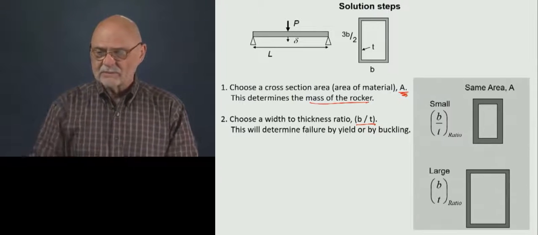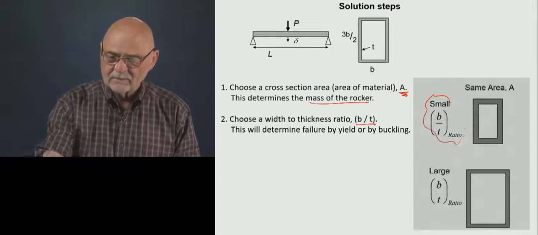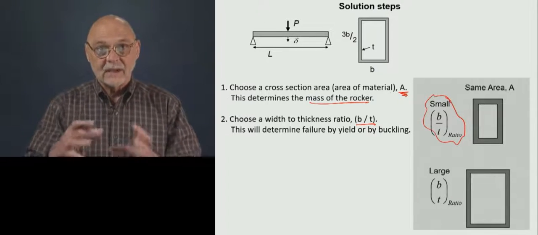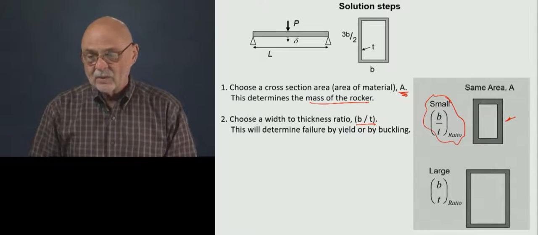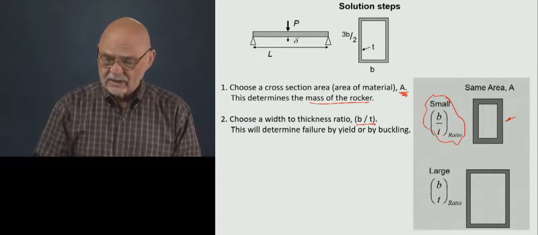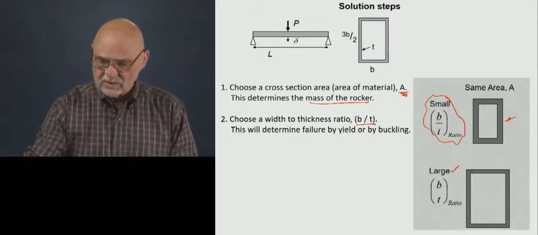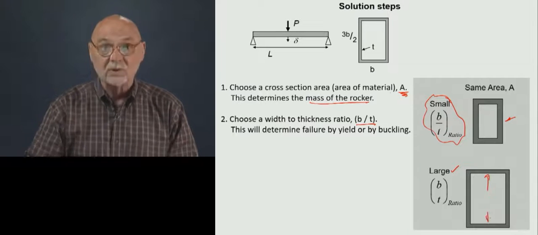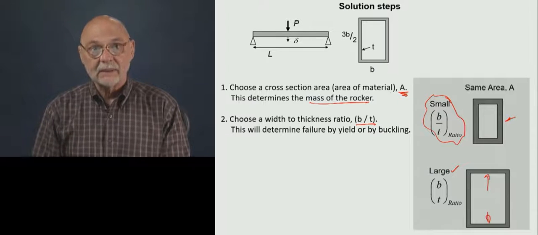Okay, so we'll be able to look at beams like this. Whenever we have a small B over T ratio, it means a squat beam that looks like this, very thick, and it will fail by yield. If we have a large B over T ratio, it will be taller because we're putting the material farther away from the neutral axis, and we know that it will fail by plate buckling.